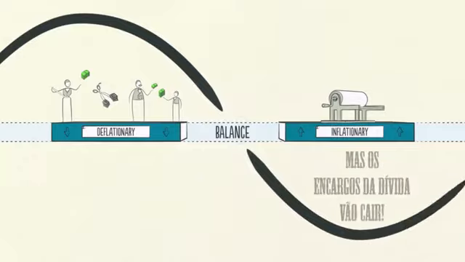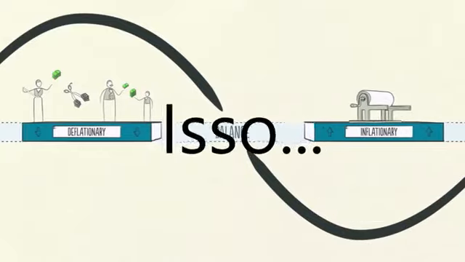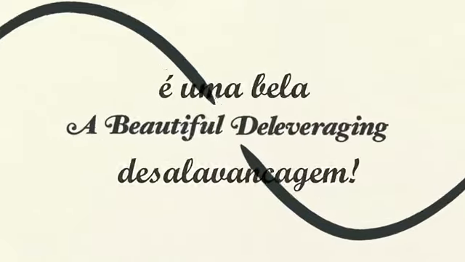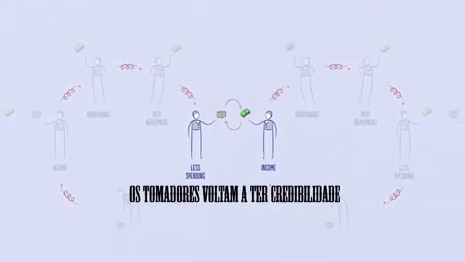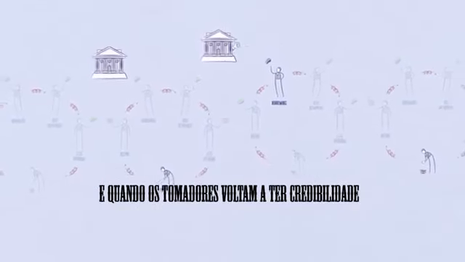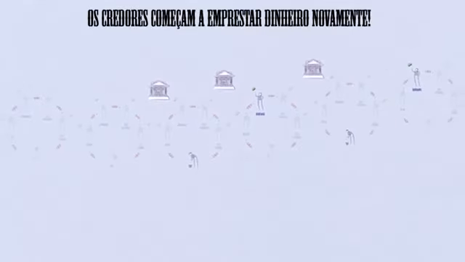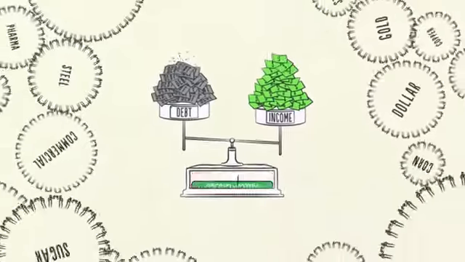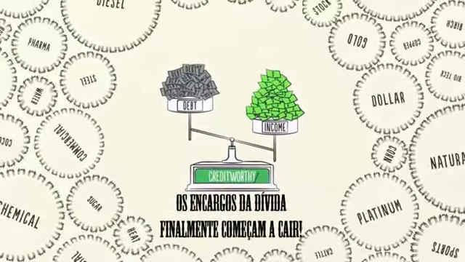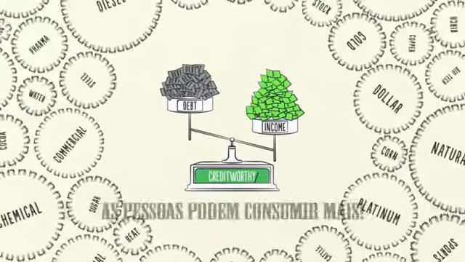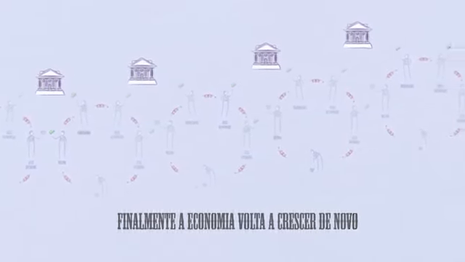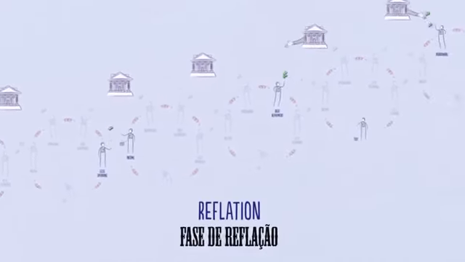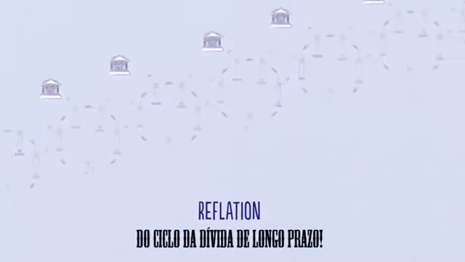Growth is slow, but debt burdens go down. That's a beautiful deleveraging. When incomes begin to rise, borrowers begin to appear more creditworthy. And when borrowers appear more creditworthy, lenders begin to lend money again. Debt burdens finally begin to fall. Able to borrow money, people can spend more. Eventually, the economy begins to grow again, leading to the reflation phase of the long-term debt cycle.